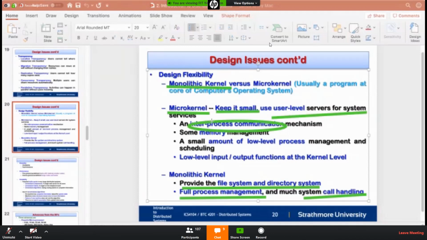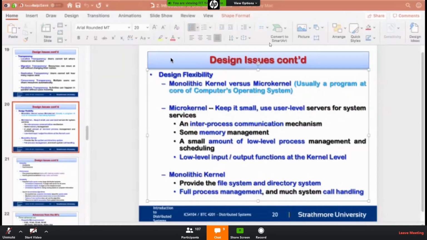Some elements of memory management, but it is on a specific part, a small part of what we are doing. Not all of them are at the same time. And a small amount of low-level process management and scheduling, a small amount. And low-level input and output functions are done at the kernel.